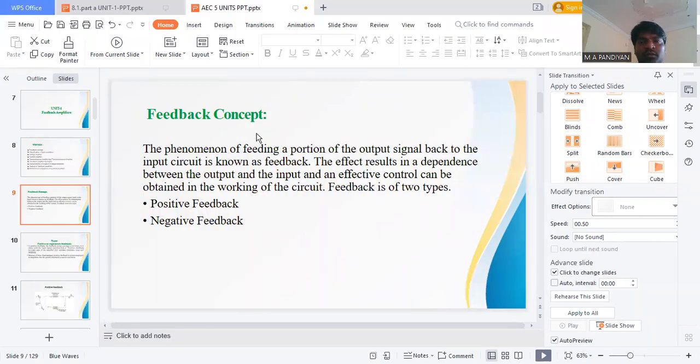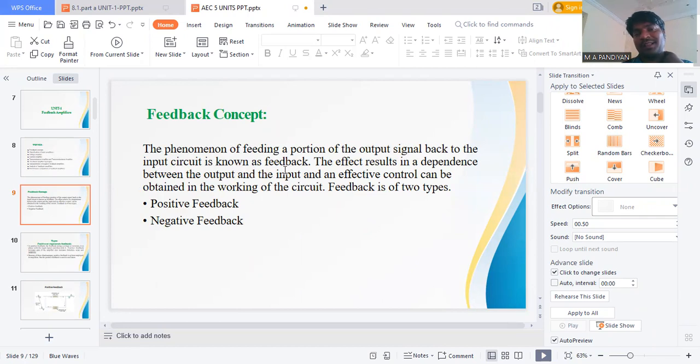Coming to another topic, today we will discuss the feedback concept. Before that, what is feedback? In this slide we will discuss feedback. The phenomenon of feeding a portion of the output signal back to the input circuit is known as feedback.